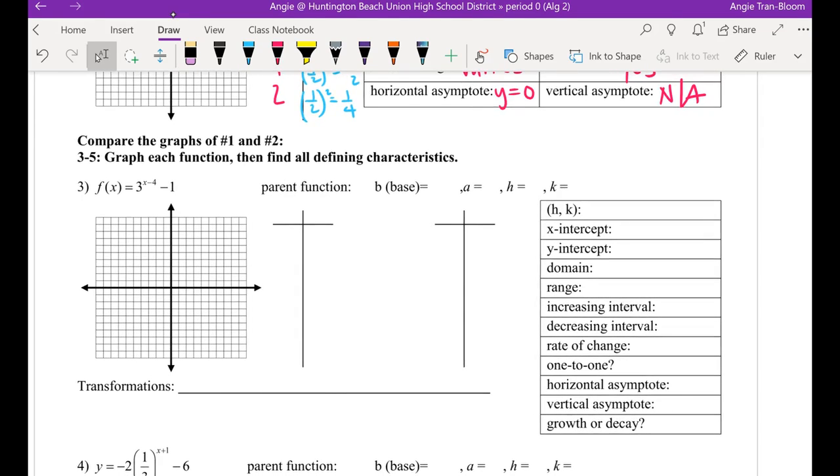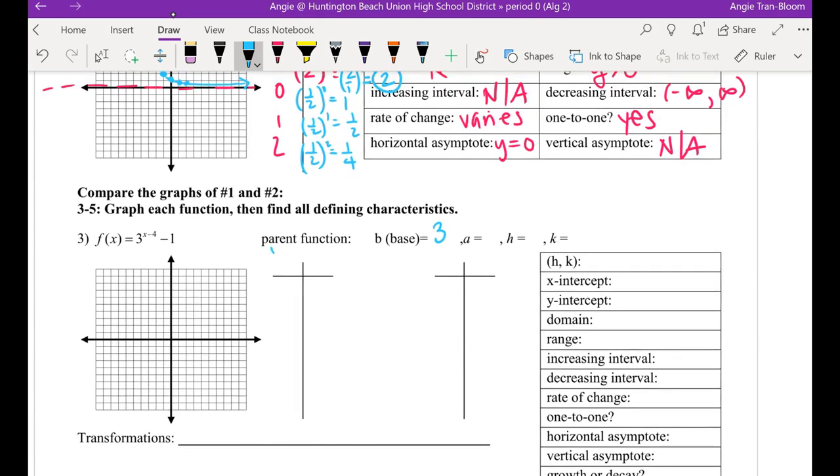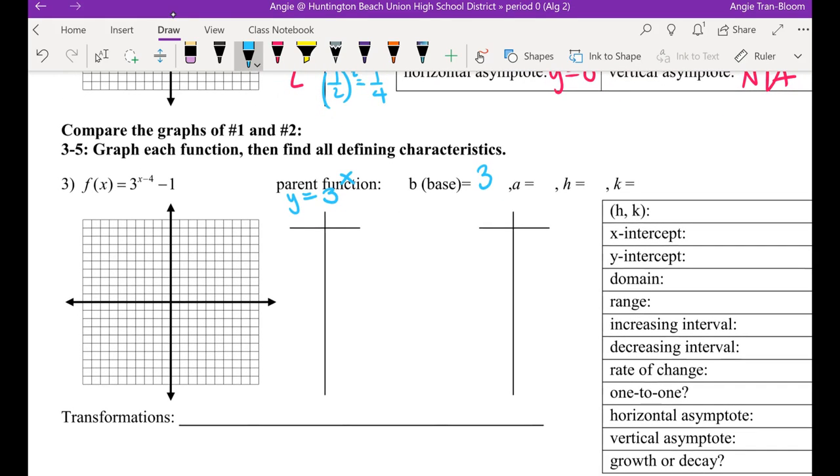Example 3, f of x equals 3 to the power of x minus 4, minus 1. Let's identify the base. What's your base? Yep, okay, your base is going to be 3. That means you have a parent function of y equals to what? The base, which is 3, always to the power of x. Always the base to the power of x for the parents.